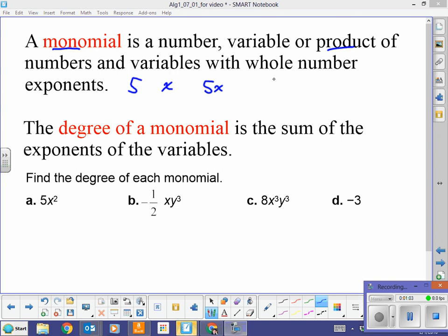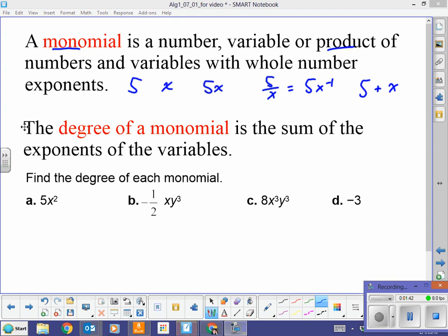But something like 5 divided by x is not a monomial because why? Well, because that's equal to 5 times x to the power of -1, and the variables have to have whole number exponents. So anything with a fractional exponent, anything with a negative exponent is not a monomial. Anything that has a plus or minus in it, like an addition or subtraction, is not a monomial because it has to be a product. So something like 5 plus x is not a monomial because it's not a product. This is, of course, a sum.